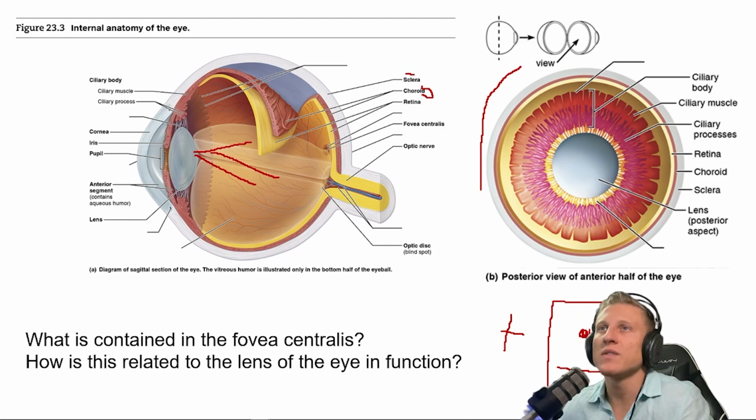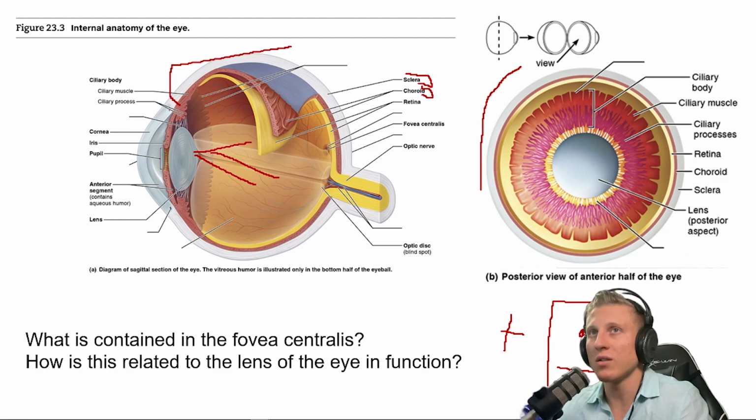And then behind that, we have the sclera, which is actually a form of connective tissue. And this is going to be the outermost shell of the eye. This is what is giving it its general shape.